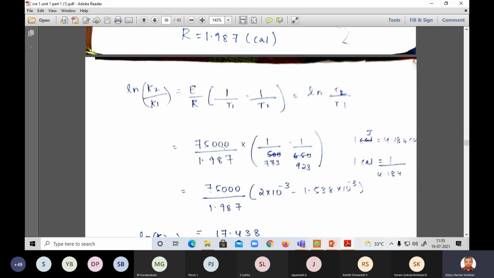So E is this, he gave you in calories. Since E value is in calories, R value also is substituted in calories, 1.98. If E is given in terms of joules, then you substitute R value in terms of joules, 8.314. So the substitution of the value of R depends on the unit of E. If E is given in calorie, then you substitute R value in calorie. If E is given in terms of joules, then R value you also substitute in terms of joules.